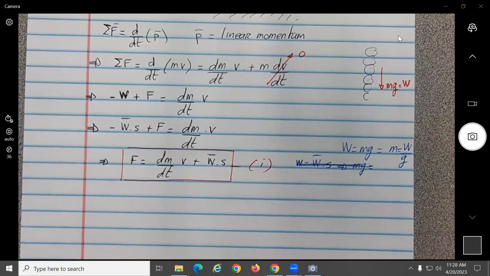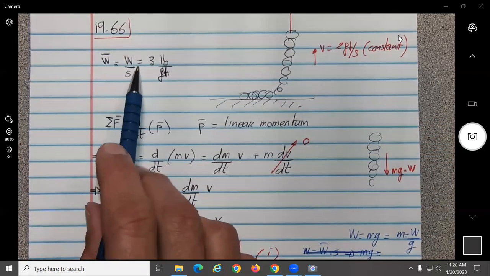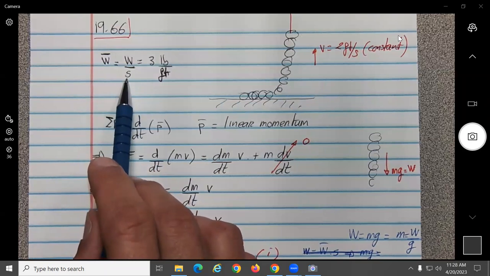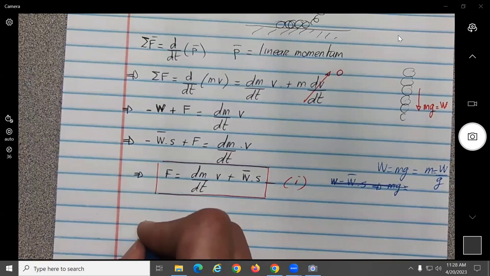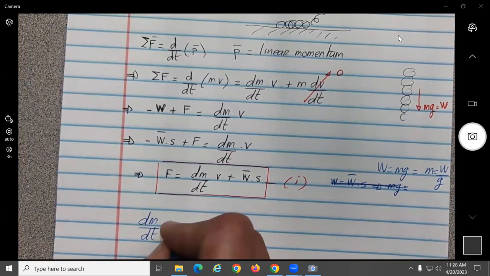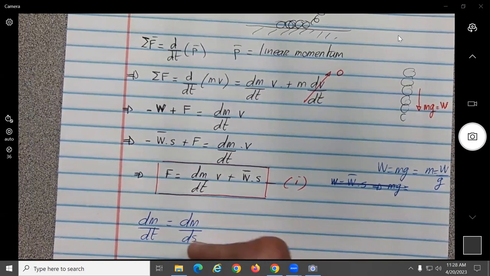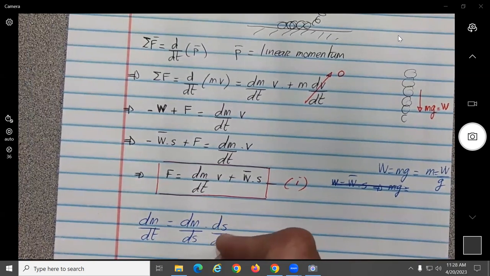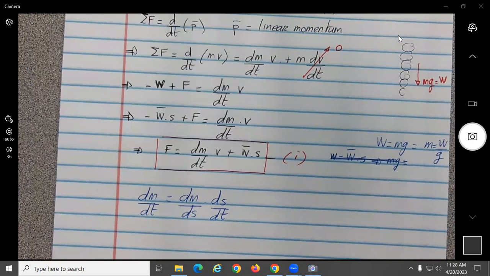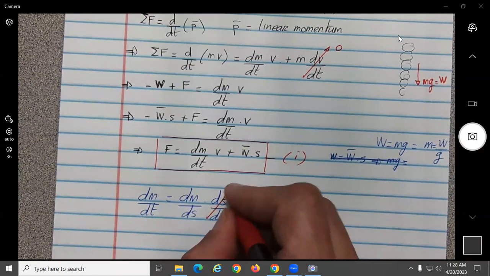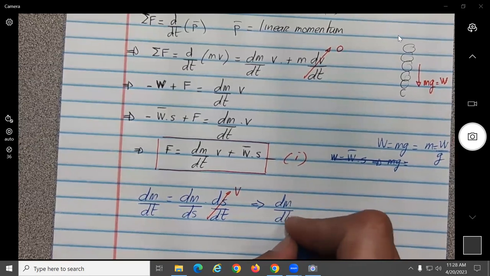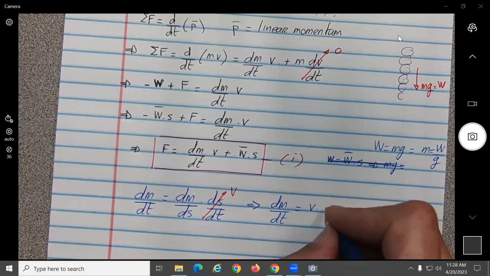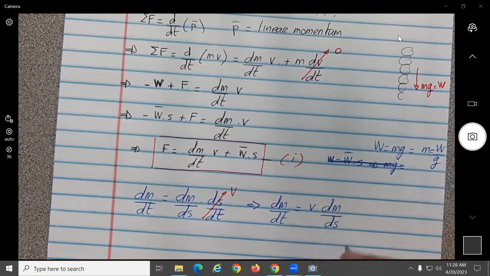Okay. What do we know? We know the change of the mass or the weight with respect to time. But what do we know over here? They give us a change of the weight with respect to the distance that you lift the chain, no? So what can we do in order to eliminate the time term? We can say dm/dt is equal to dm/ds times ds/dt. And what is ds/dt? It is the velocity. So at the end, dm/dt is equal to v dm/ds.